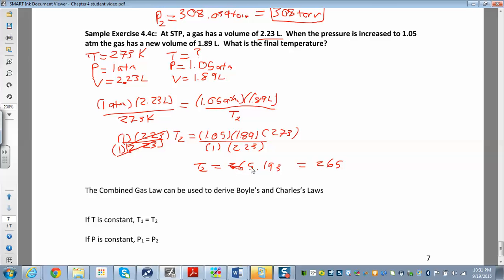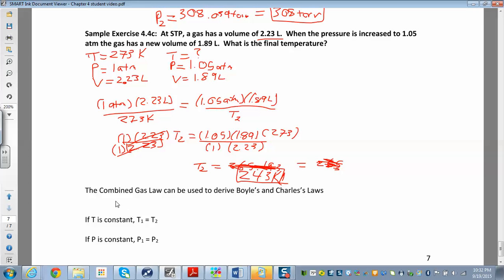Oh, sorry, that wasn't 265. I'm looking at the wrong problem. It ended up being 243 when you round it to the right number of sig figs. Sorry about that. 243. So go through that in your calculator and make sure you also get 242.9, and you rounded to 3 sig figs.